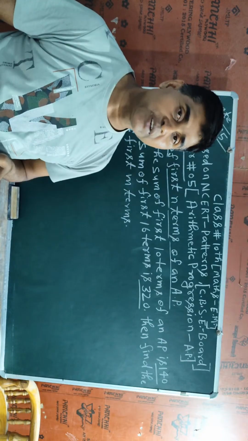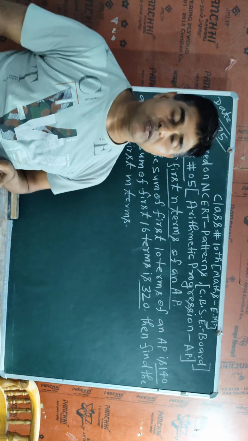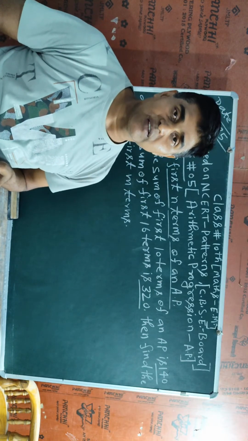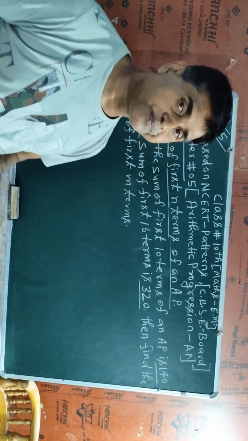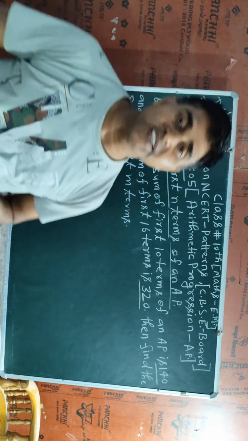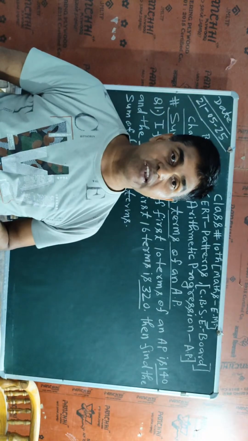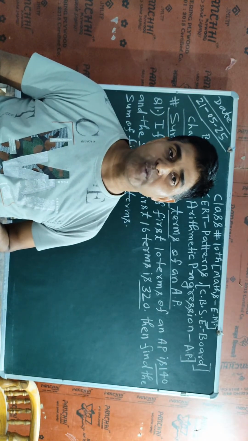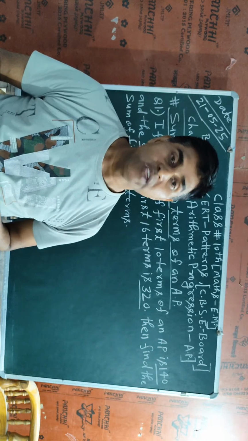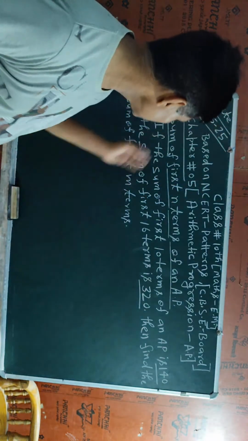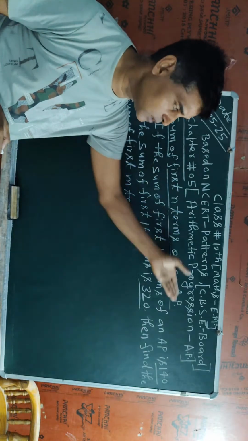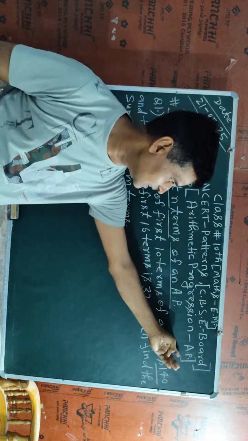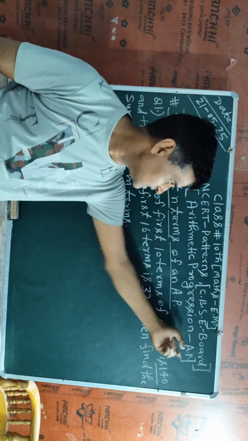The third chapter is pair of linear equations in two variables. Next is quadratic equations, which is chapter number 4. Now here I am teaching chapter number 5, whose name is arithmetic progression. It is also written in shortcut form, that is AP.